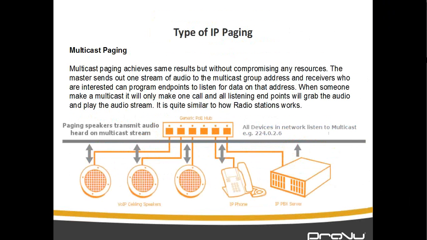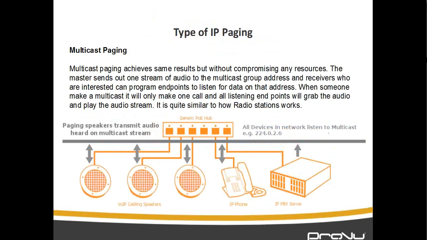Then comes multicast paging. Multicast paging basically achieves the same results, but without compromising any resources. The way it works is that the master system sends out one stream of audio to a multicast group address, and it's a very unique address. In IP addressing, there is a special range called the multicast range, which is designed for these sorts of add-on bits inside the network, and those addresses can only be used for these purposes.